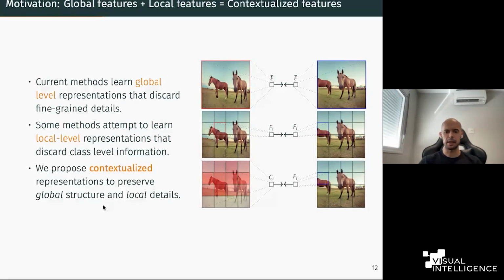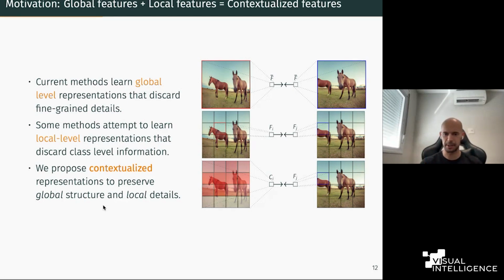And then we came up with this idea of a contextualized representation, which is neither a global representation nor a local-level representation. Instead, the idea here is that we want to learn a contextualized vector that will encode all the information of a larger part of the image. But this part of the image needs to be correlated.